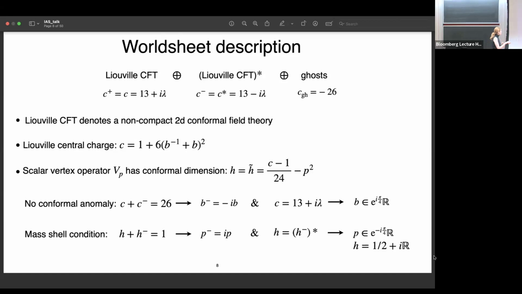And for the central charge, for this B parameter to really make this parameterization of the form 13 plus i lambda, B gets a phase. So B is now along this 45-degree line in the complex plane.